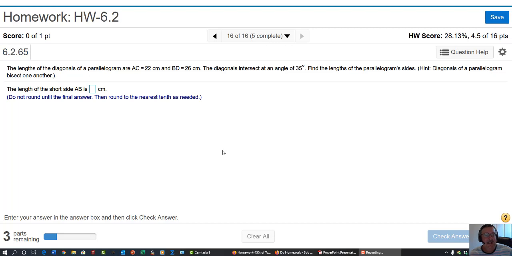All right, in our next example, we are going to discuss parallelograms and all the different facets that they entail. So it says in this problem, the lengths of the diagonals of a parallelogram are AC equals 22 centimeters and BD equals 26 centimeters. The diagonals intersect at an angle of 35 degrees. Find the lengths of the parallelogram side, and it gives you a hint here. It says diagonals of a parallelogram bisect one another.